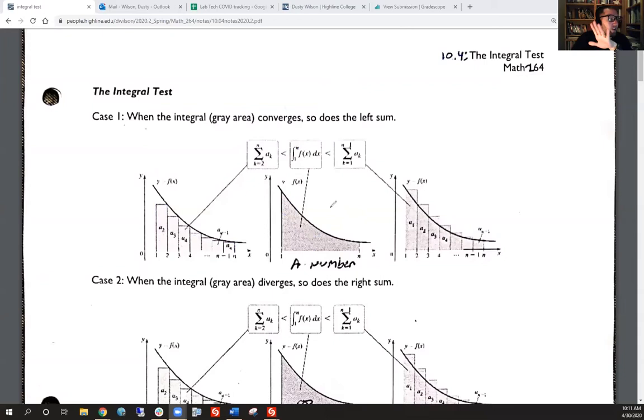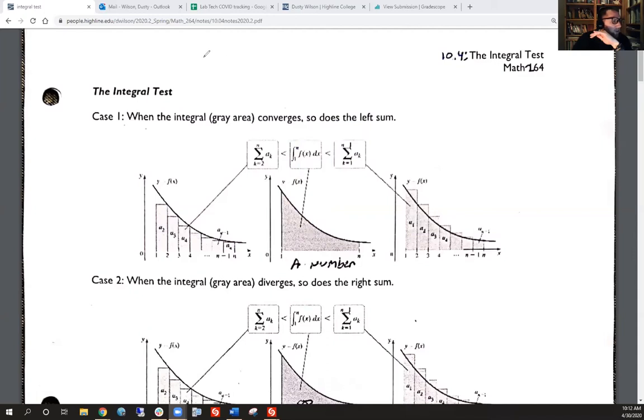All right, so here's the main point. If this thing right here converges, what does converge mean? Approaches a number. So if this integral right here is a number, then the thing underneath it is also a number. That's the main point.